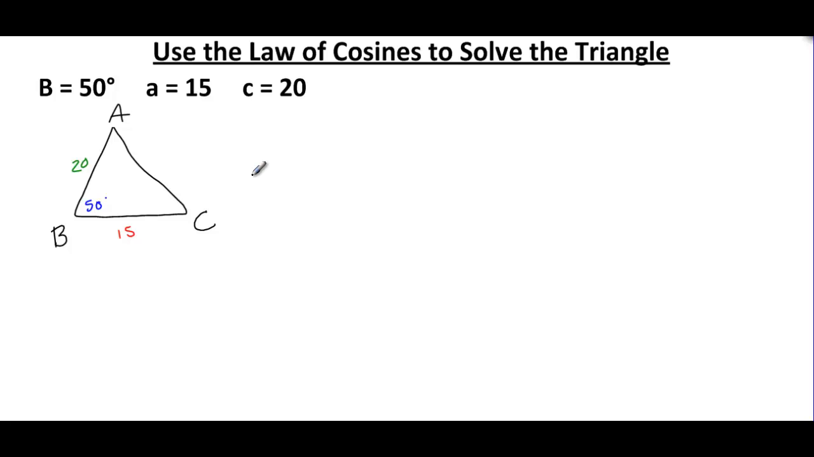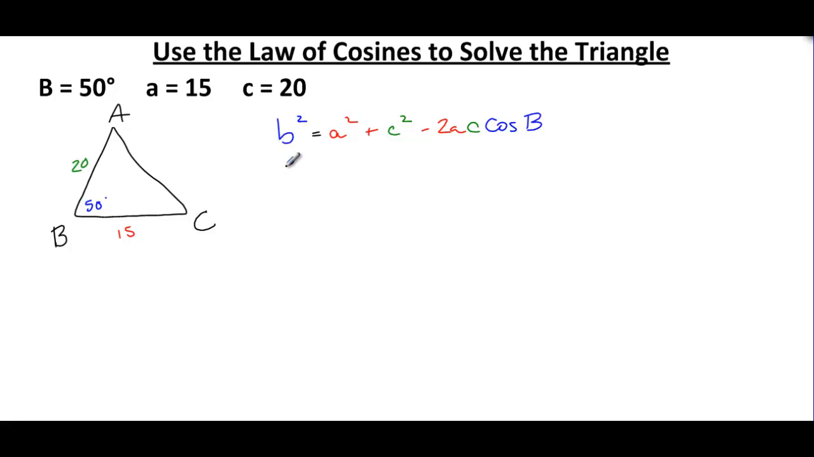So how do I know what side I should put by itself? Well, that depends on what angle you know or what angle you want to find. And in this case, I know angle B. So if that's going to have the cosine of B in my problem, that means little b has to start. So I'm going to have b squared equals, and then I'm just going to go with my formula. A squared plus c squared, minus 2 times a times c times the cosine of big B. Okay, that's my formula.